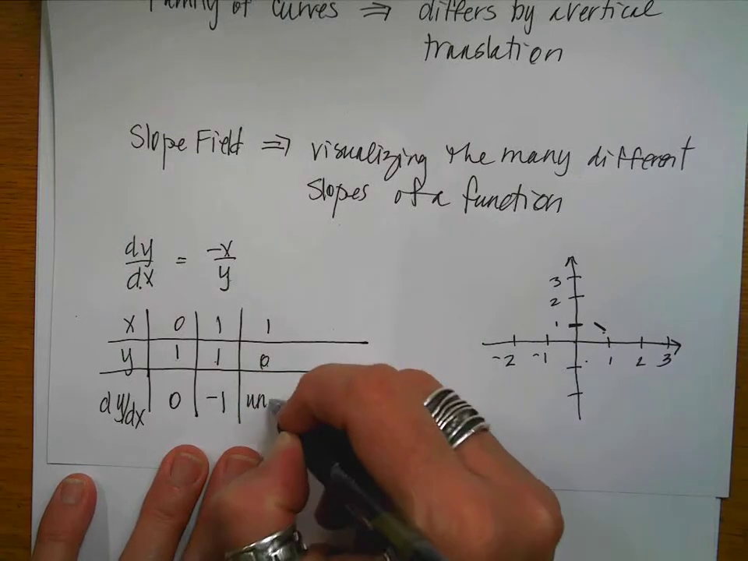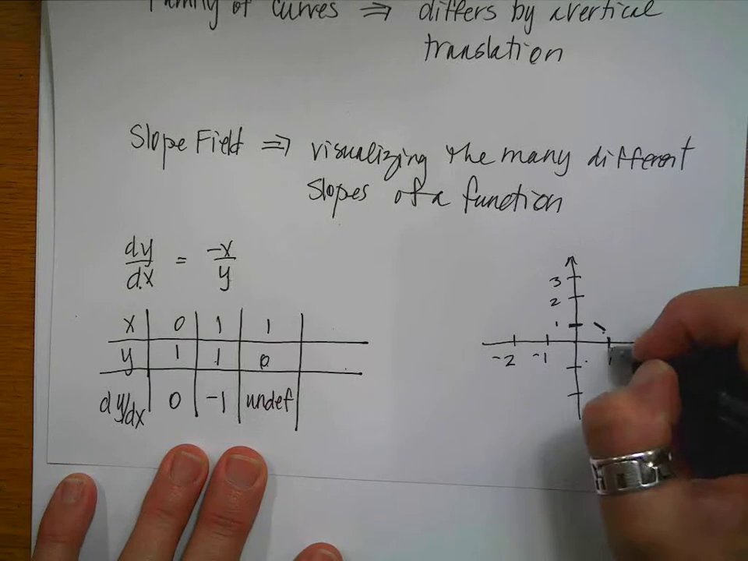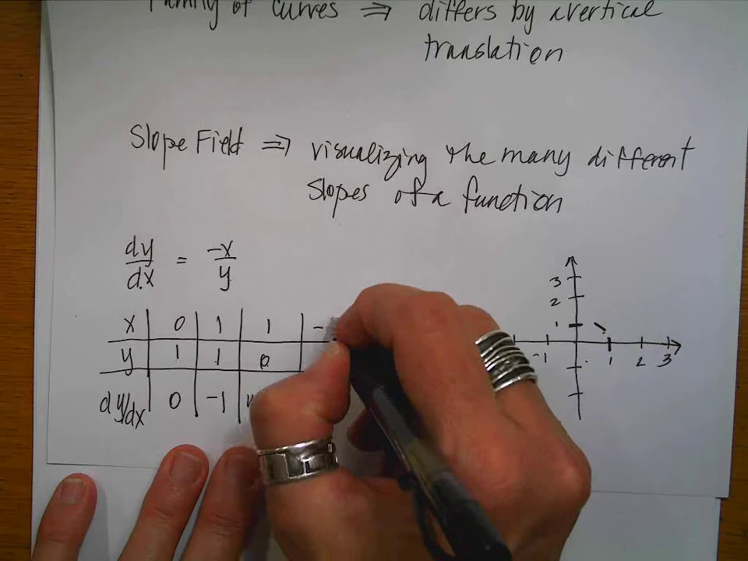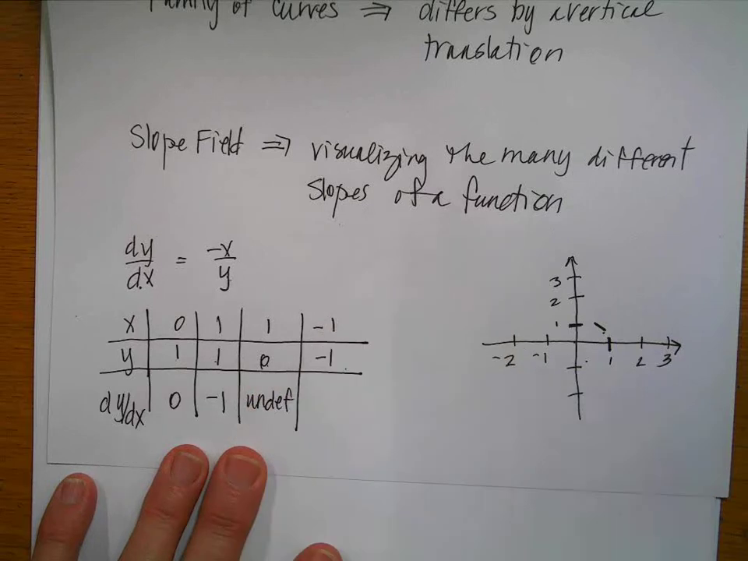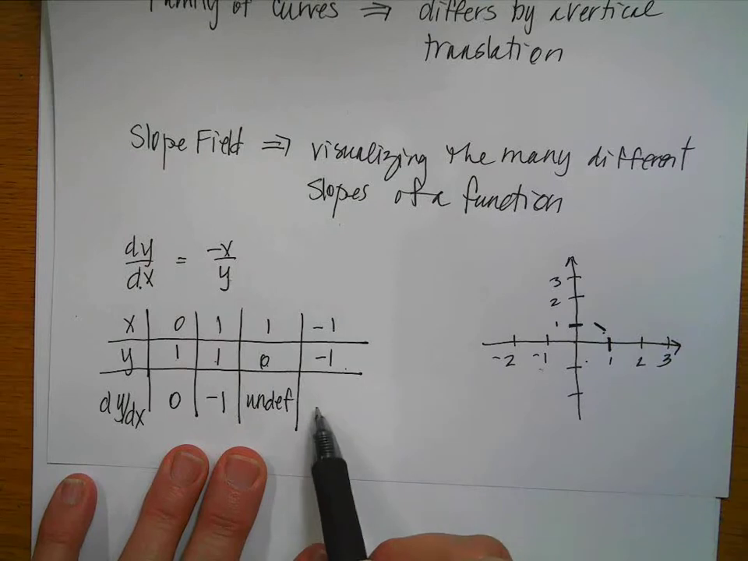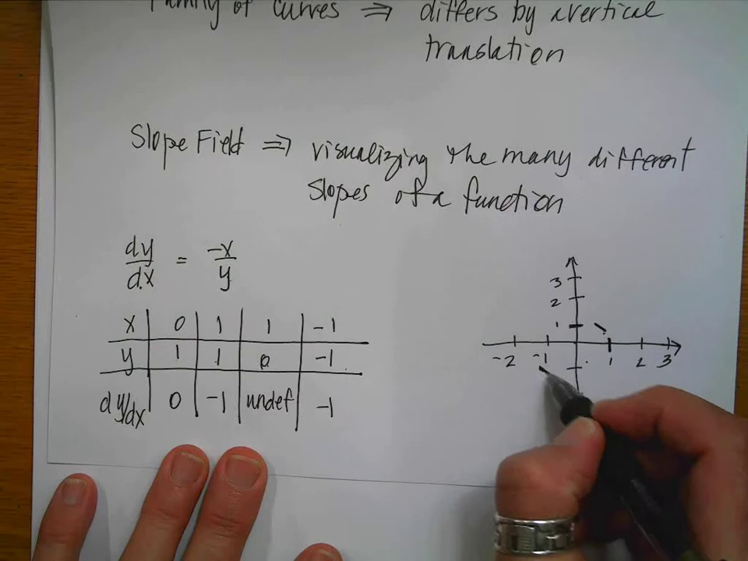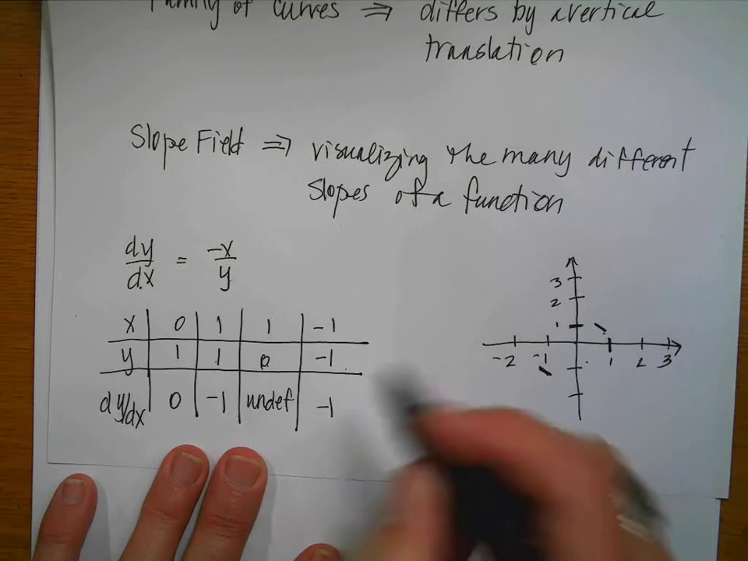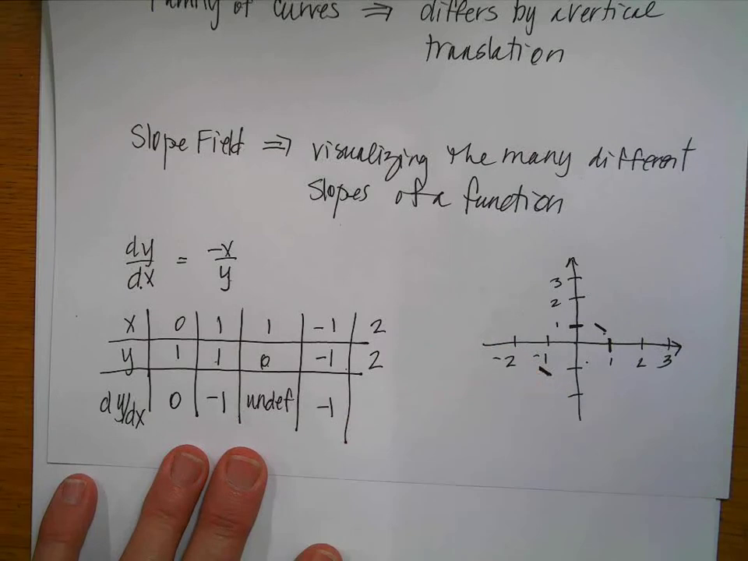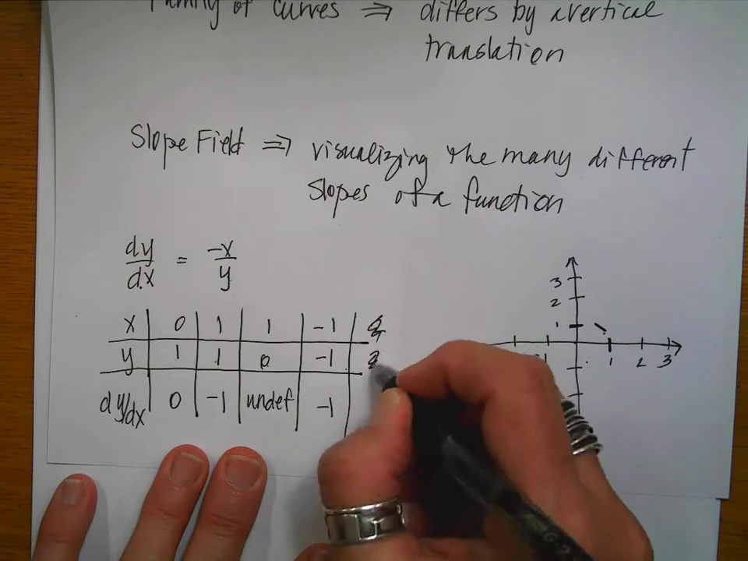Well, if y is 0, that means that the slope is undefined, and an undefined slope is a vertical line, okay? And then let's say I chose the point where x is negative 1 and y is negative 1, so I'm looking at this point right here. When I substitute it into my equation, I get that the value is also negative, so I would put that there.